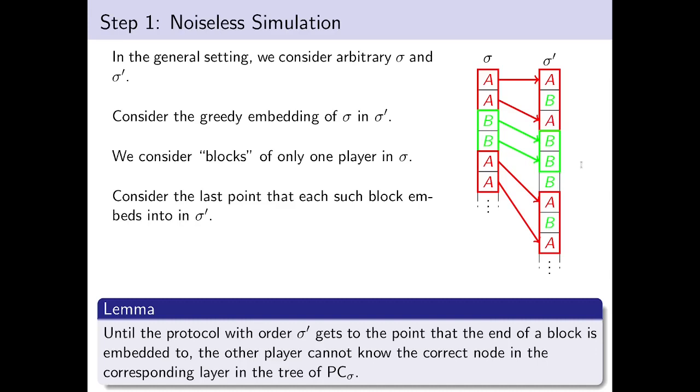It'll sort of go beyond the end of sigma prime. So by the time you get to the end of sigma prime, you haven't gotten to the end of sigma, so you can't output information about the last layer, and so therefore you can't solve pointer chasing with order sigma. And that basically proves the result we want for step 1.